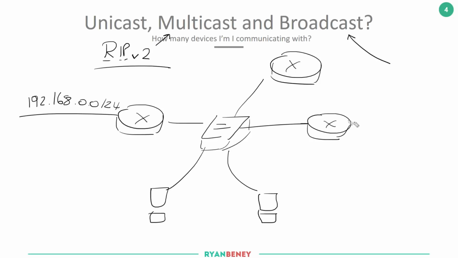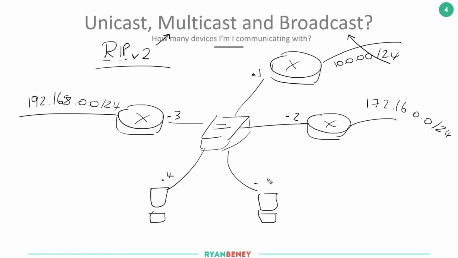So off the back of this router, let's say we have 192.168.0.0/24. The back of this router we have 172.16.0.0/24, and on the back of this router we have 10.0.0.0/24. And all these routers are on the same subnet. Let's say this one is .1, this is .2, .3, and even these PCs are on the same subnet.